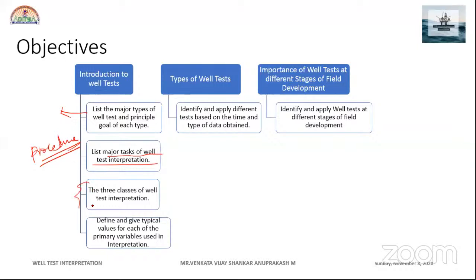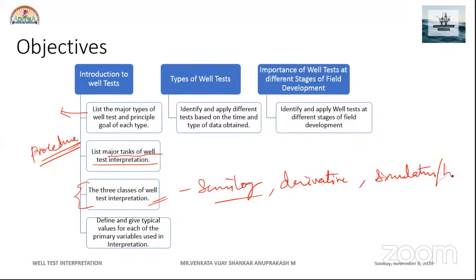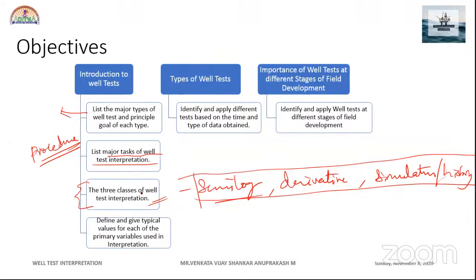So coming to the three classes of well test interpretation, we have seen the graph, semi-log, and derivative, and also simulation and history matching. Using that is nothing but the three classes of well test interpretation. So define and give typical values.